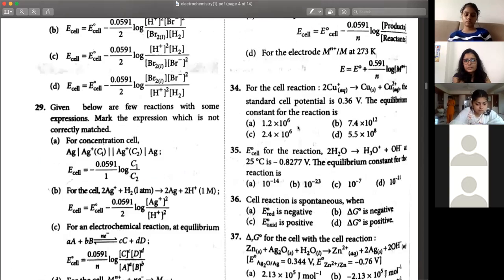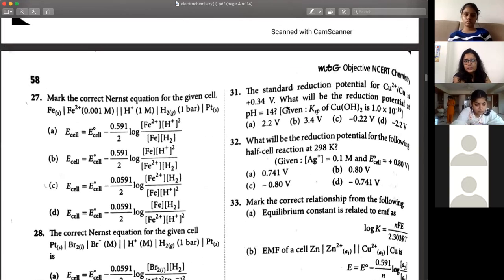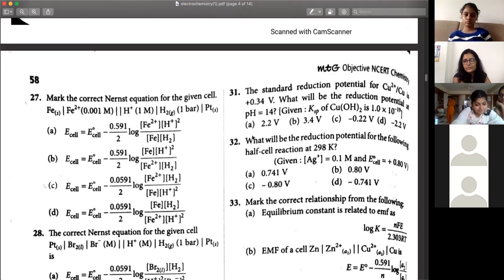Okay. So the next question: standard reduction potential for Cu2+ to Cu is +0.34 volts. What will be the reduction potential at pH equal to 14, given that the solubility product Ksp of this is 1 into 10 power minus 20? So there are a few concepts in this question. So we'll deal with them one by one.